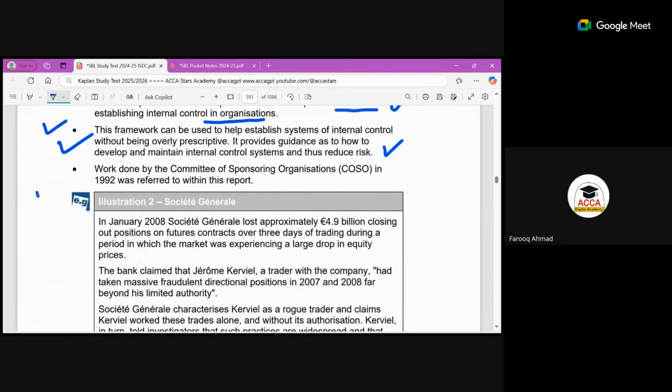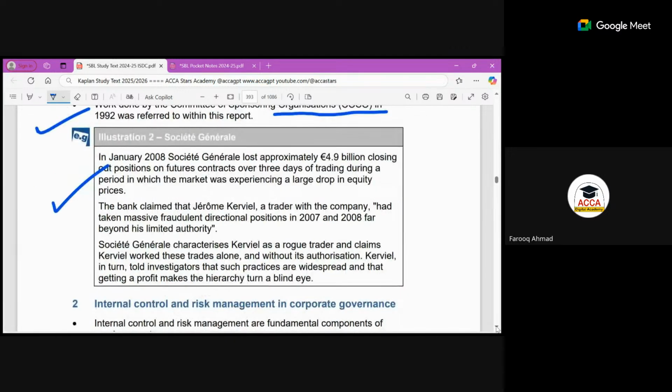And then the work done by the Committee of Sponsoring Organizations, COSO. This is the abbreviation of COSO, which was referred to in the 1992 report. Within this report, the following circumstances happened. In January 2008, approximately 4.9 billion euro of closing out positions in future contracts over 3 days of trading, during the period in which the market was experiencing a large drop in equity prices. So this is in 2008, a 4.9 billion euro fraudulent transaction, that is what happened.